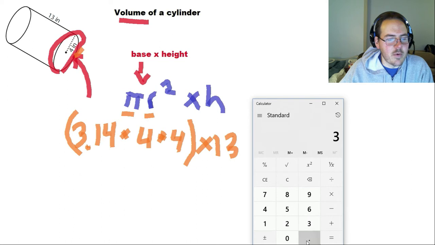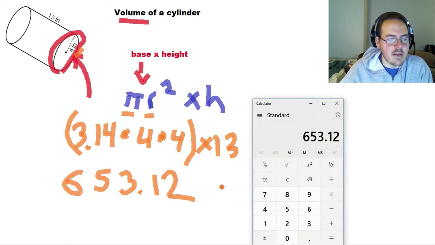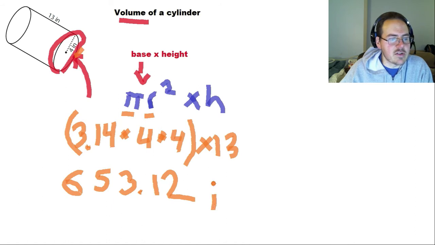So 3.14 times 4 times 4 times 13 is going to get 653 and 12 hundredths. 653 and 12 hundredths. Let me double check that. Yeah. And that would be inches to the third power. Now we're using 3 dimensions here.